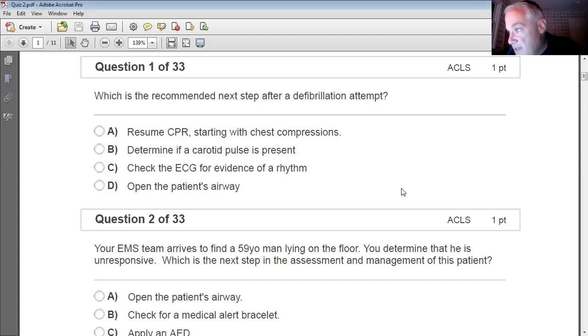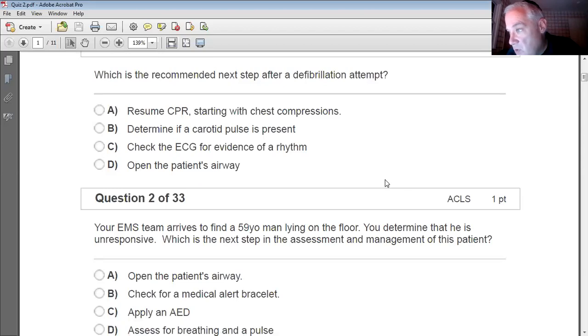What is the recommended next step after defibrillation attempt? So we always said that after we defibrillate, the AED is going to tell us to do what? Go right back into CPR.